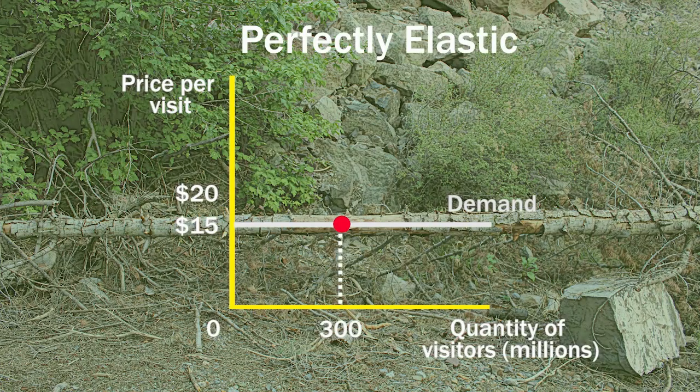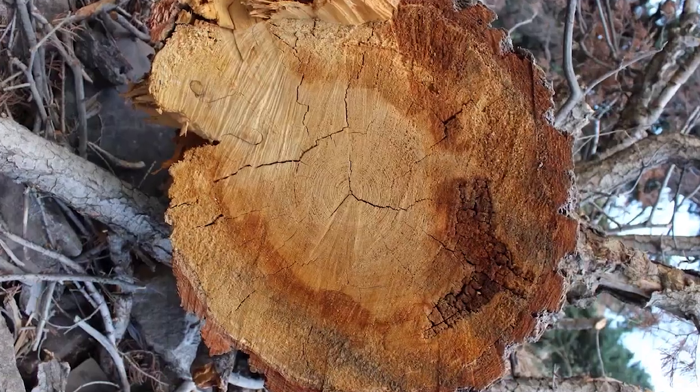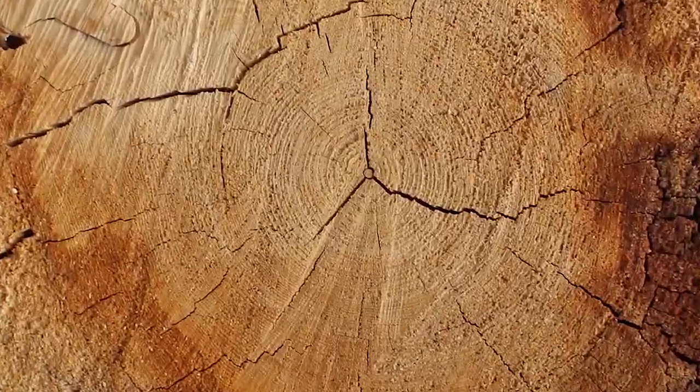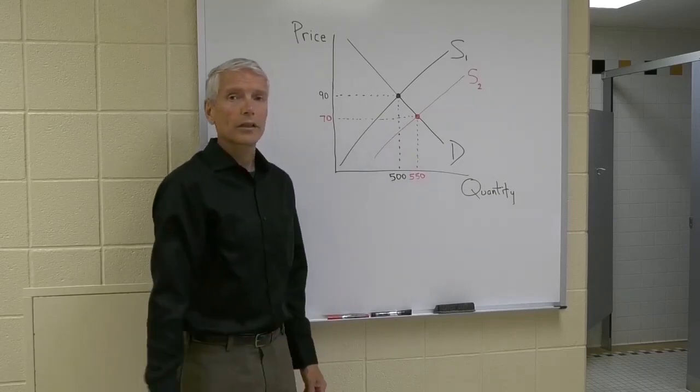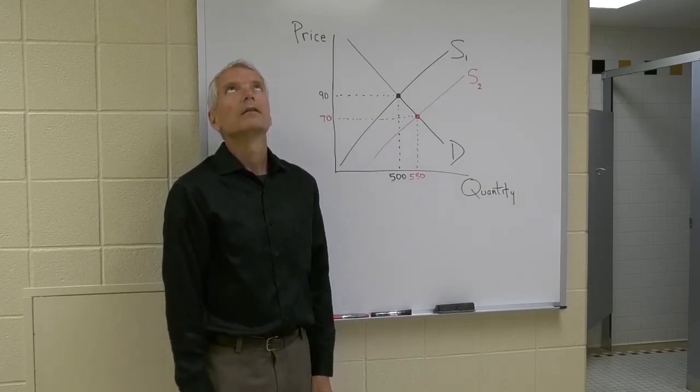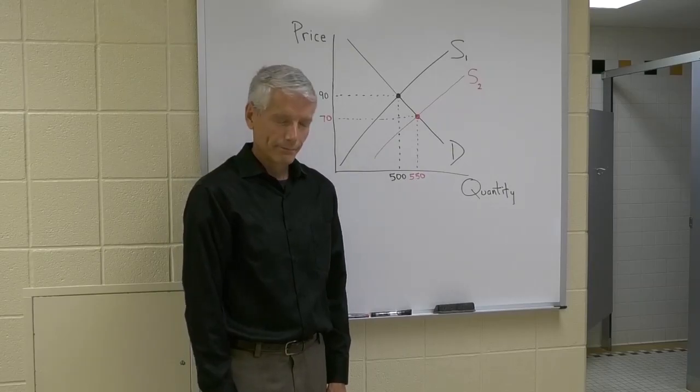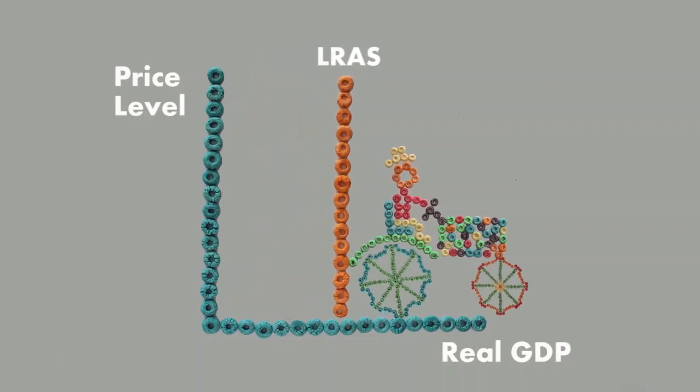The consumer price index. A perfectly elastic demand curve is horizontal. An entire demand curve can be unit elastic if it is curved such that a change in price by any percentage causes the quantity to change by the same percentage. And the equilibrium quantity will increase. Shifts the long-run aggregate supply curve to the right.